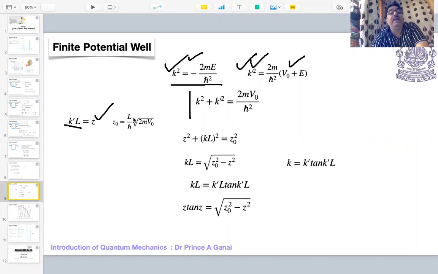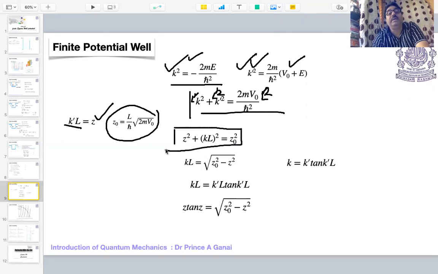And then Z naught, L by h bar times root of twice m V naught, gives us the strength of the potential, again a dimensionless quantity. Therefore we plug them in this equation by multiplying L square on each term. Then using these conversion factors Z and Z naught, I get this equation: Z square plus (KL) whole square equal to Z naught square. This will give me KL as root of Z naught square minus Z square.